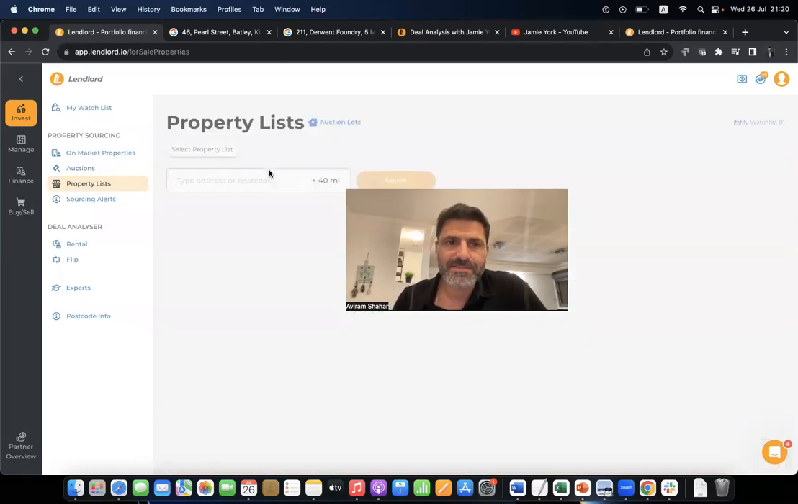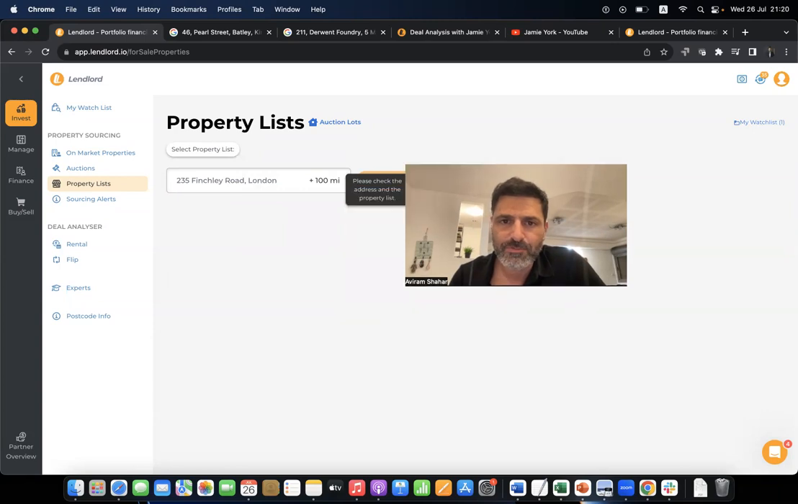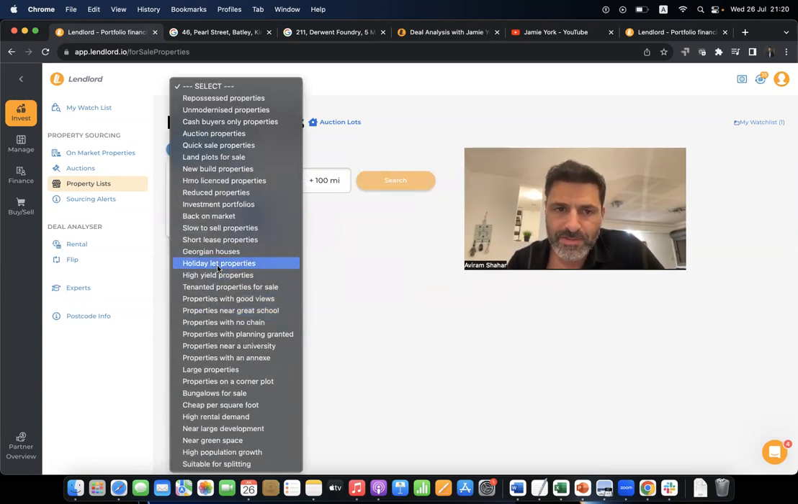The property lists, you can type in an address and then put a radius, and then based on that, you will get some properties, but then you need to select the category. So it's also a way to find properties in different categories.